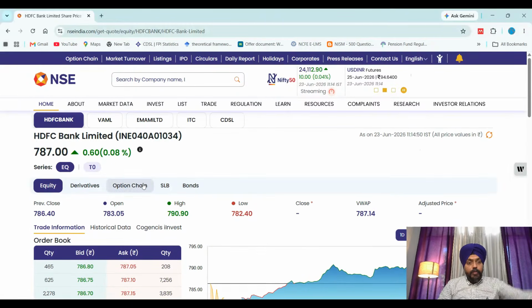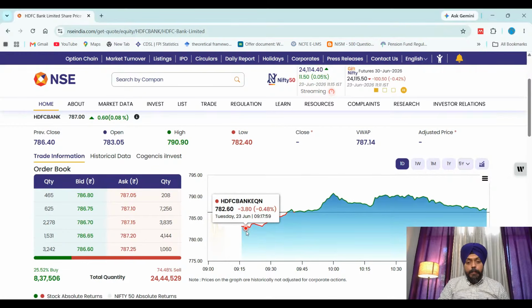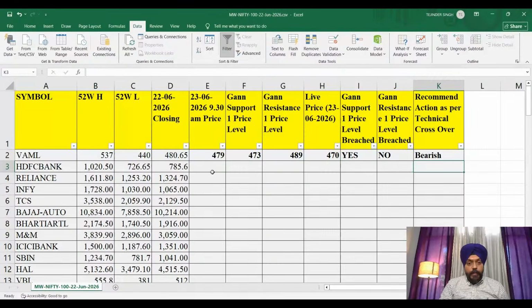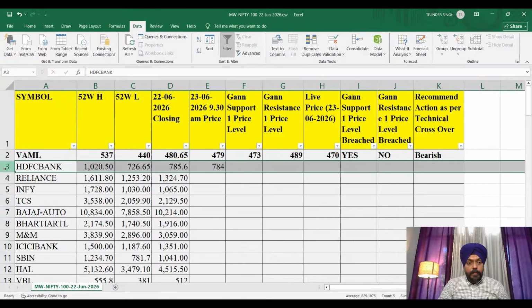So HDFC Bank, now please focus carefully. In HDFC Bank I don't even have to consider the opening price. I will consider the price at 9:30 AM. So you see, at 9:30 AM the price was 784. I will stop share now. I will type here 784. So 784 is the price of HDFC Bank at 9:30 AM, right? So that is done. We make it bold. HDFC, we are doing it with 784.